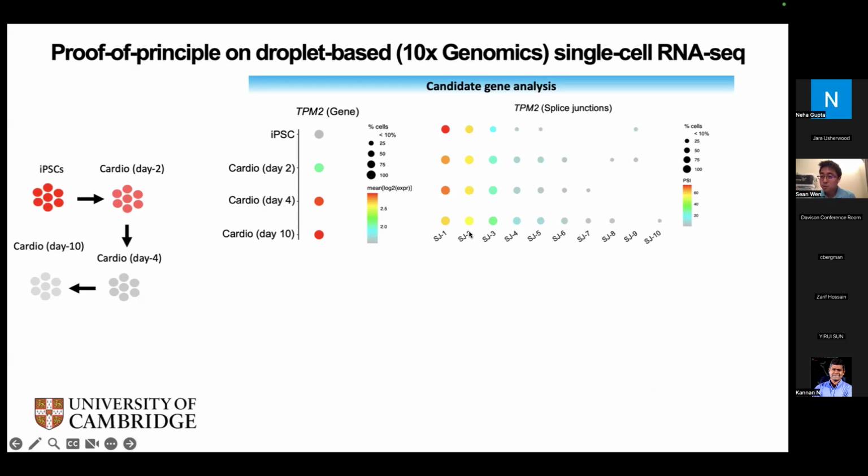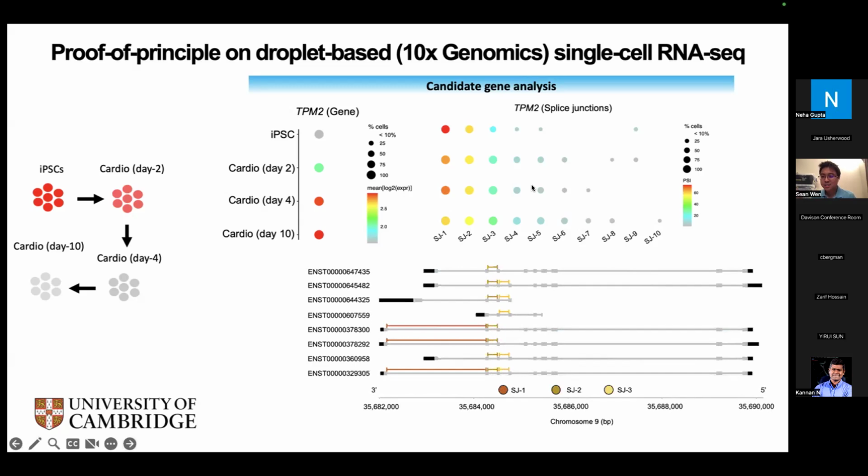For splice junction number 2, or isoform number 2, you will see that its expression is quite constant from stem cells to day 2 to day 4 to day 10. For isoform number 3, or splice junction number 3, you will see that its expression is the lowest in the stem cells, but it progressively increases from day 2 to day 4 to day 10. So this again, to bring home the message, is that different isoforms from the same gene can have very different expression patterns relative to its gene.